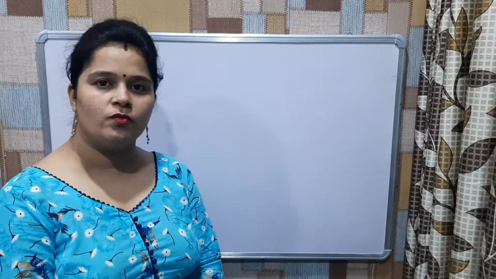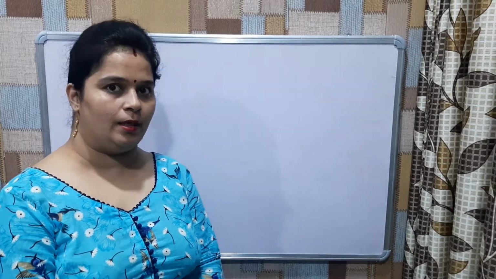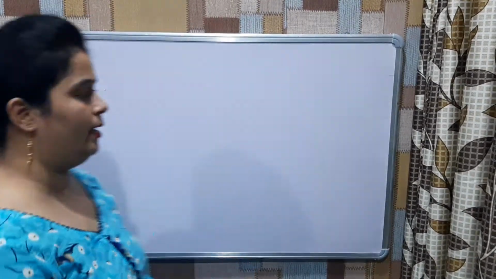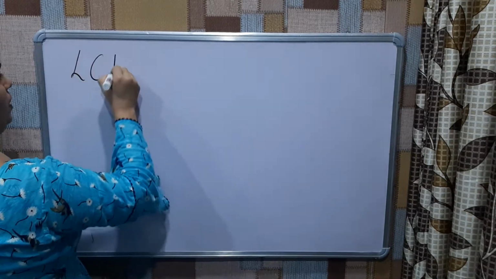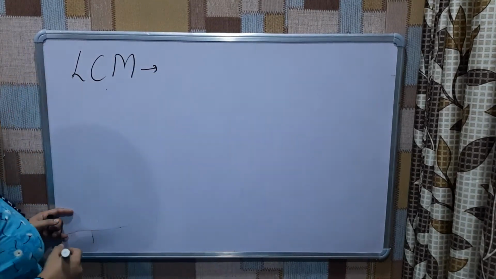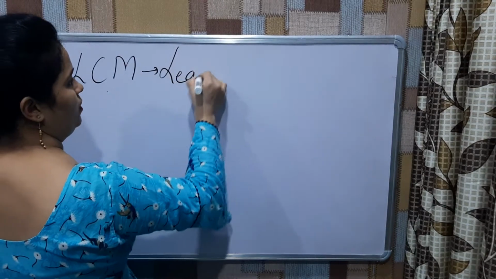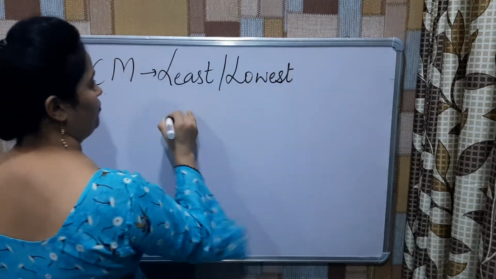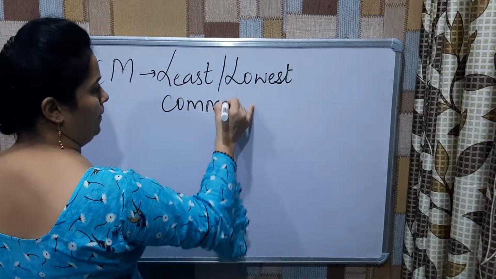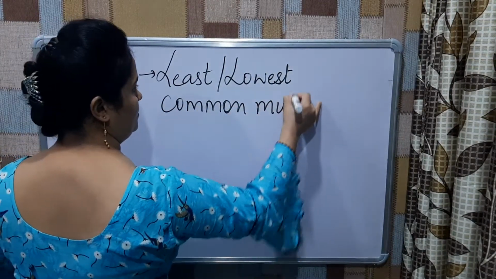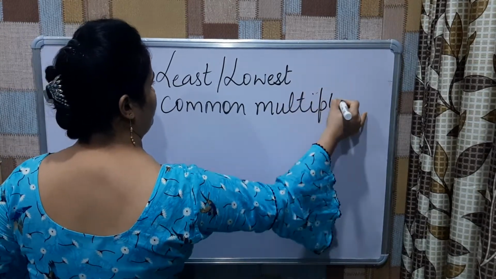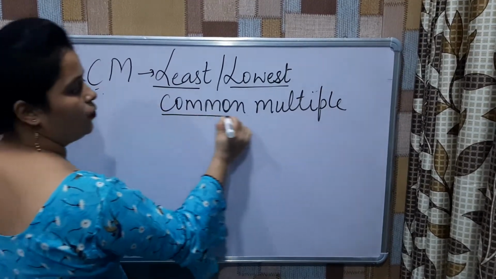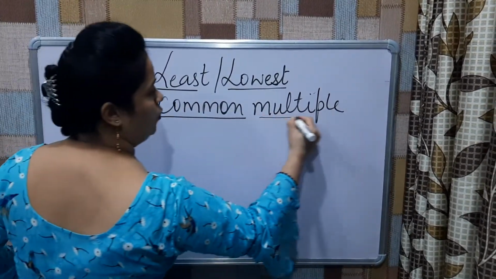Hello children, in this video you will learn LCM by different methods. Before we start, let us discuss the meaning of LCM. What do we mean by LCM, or what is the full form of LCM? LCM means least or lowest common multiple. L stands for either least or lowest, C stands for common and M stands for multiple.